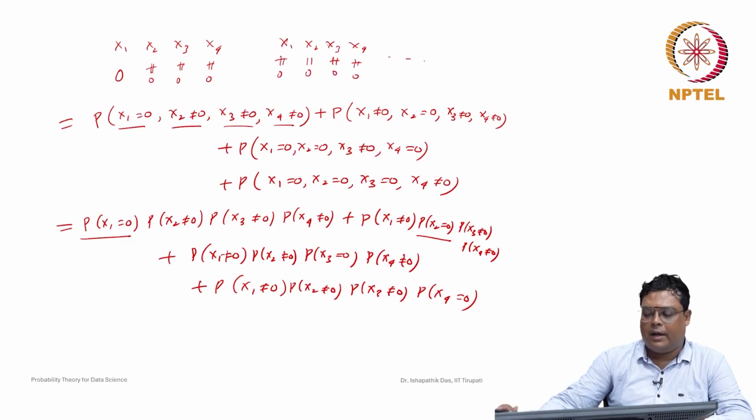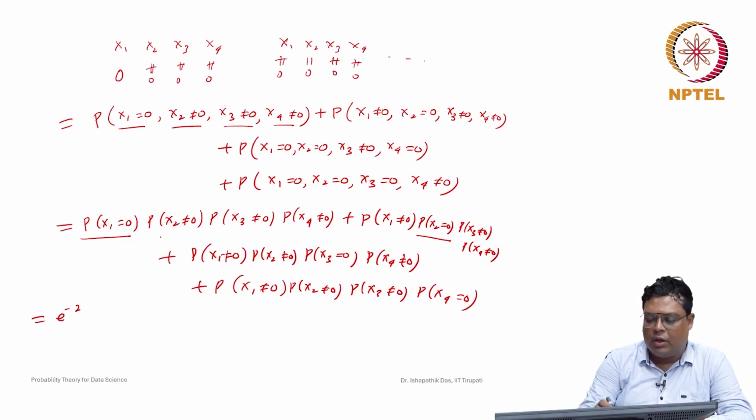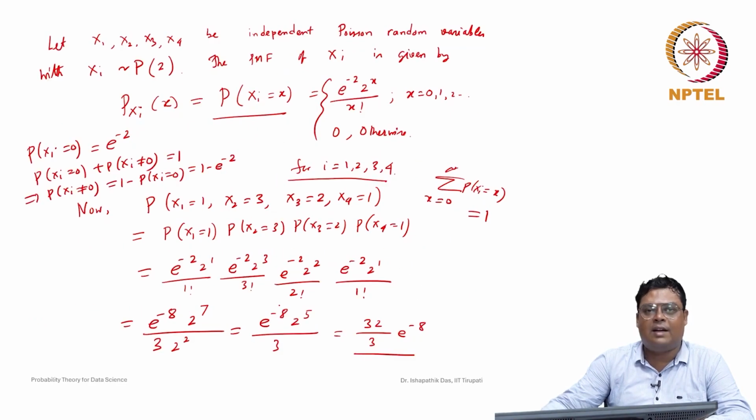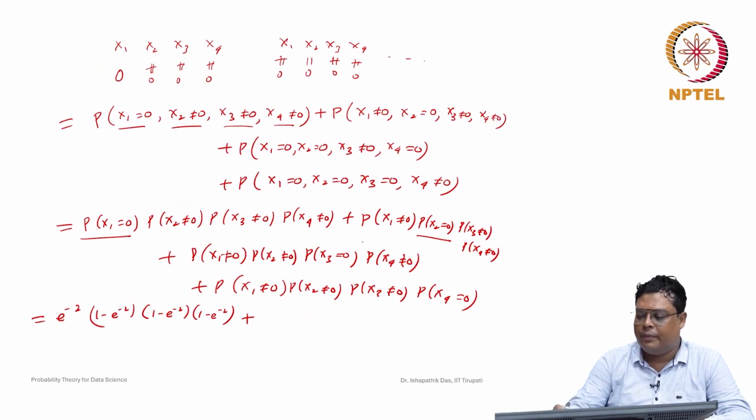So that's why we will find xi is equal to 0 is e to the power of minus 2, and then 1 minus e to the power of minus 2, then 1 minus e to the power of minus 2, 1 minus e to the power of minus 2. Similarly, for the case x1 not equal to 0, because they are identically distributed random variables, it will be true for all i. So x1 not equal to 0 is 1 minus e to the power of minus 2, then e to the power of minus 2, 1 minus e to the power of minus 2, and 1 minus e to the power of minus 2.